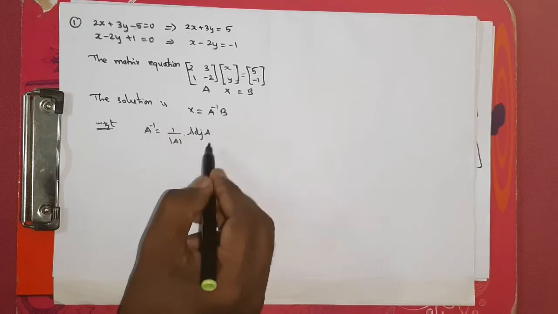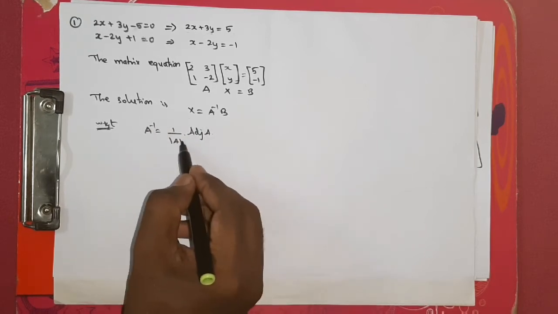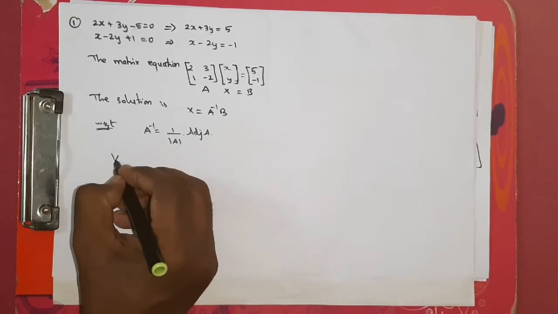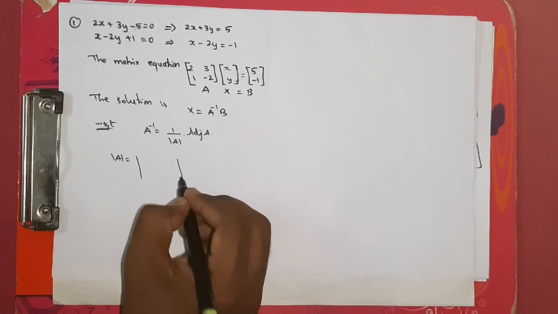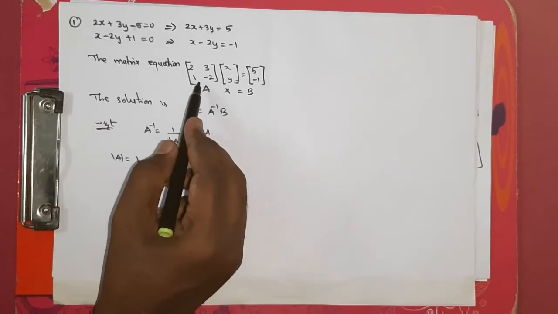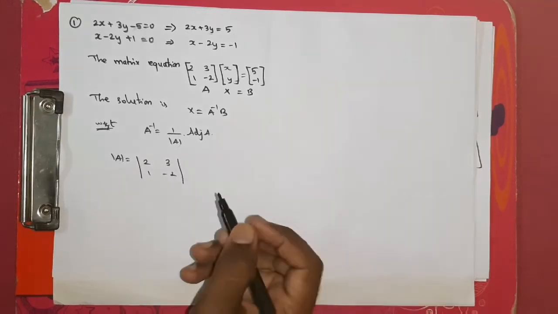So we can find the inverse of A, that is A inverse, only when the determinant of A is not 0. So I'm going to find the determinant of A. Put the determinant symbol, then the A matrix. What is the A matrix? This. So write the entries 2, 3, 1, minus 2.